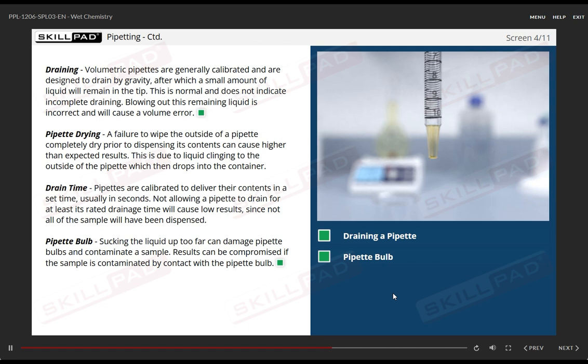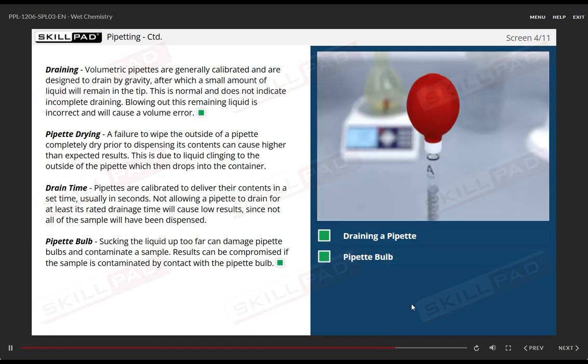Not allowing a pipette to drain for at least its rated drainage time will cause low results, since not all of the sample will have been dispensed. Pipette bulb. Sucking the liquid up too far can damage pipette bulbs and contaminate a sample. Results can be compromised if the sample is contaminated by contact with the pipette bulb.